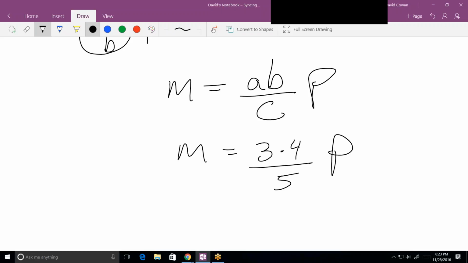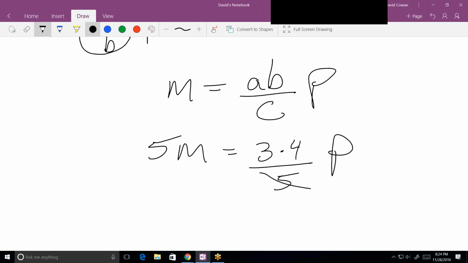If you solve that for P, what's your first step going to be? First off, well, yes, I'm sorry. Let's do it one step at a time. Multiply by 5 on both sides. That gives you this. Now what's your next step?